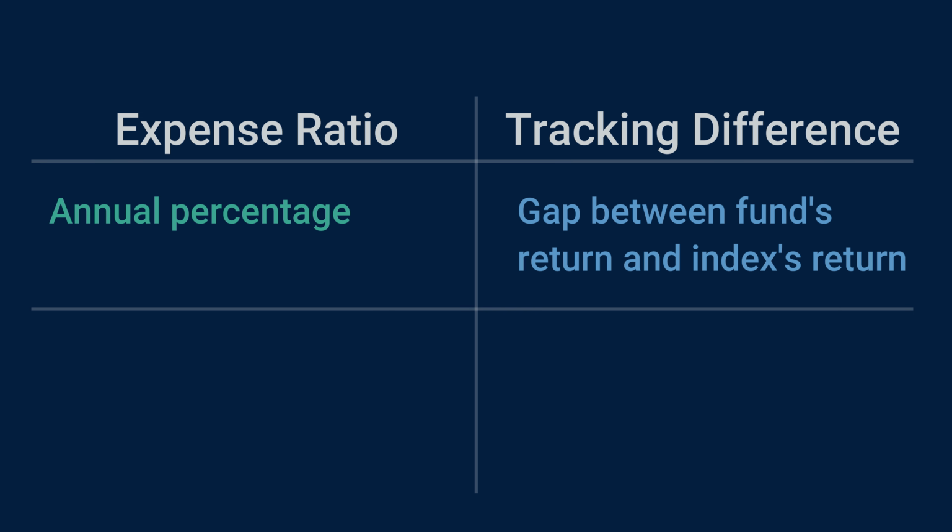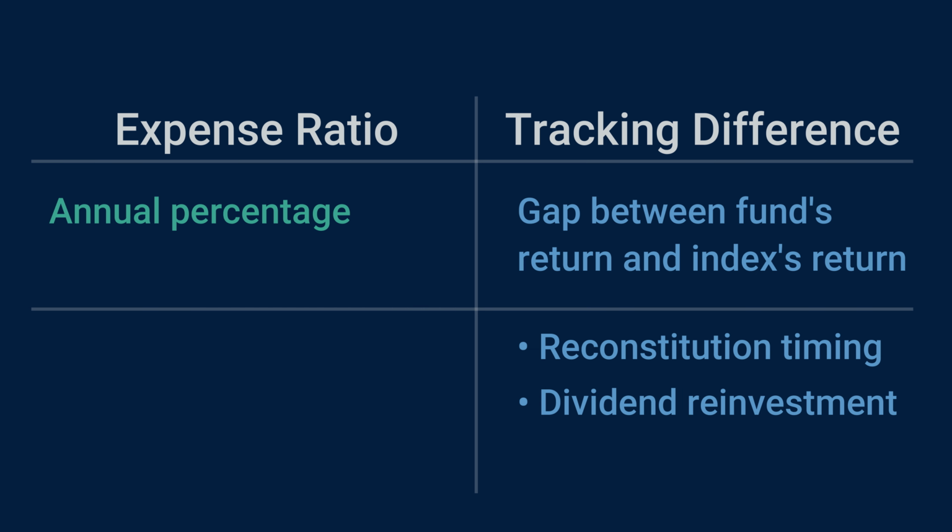Tracking difference is driven by implementation mechanics. It's driven by reconstitution timing, dividend reinvestment timing, and by tax treatment inside the fund. A low expense ratio does not guarantee tight tracking. A high expense ratio does not guarantee poor tracking. Tracking difference is the first place the low fee equals low cost assumption breaks.